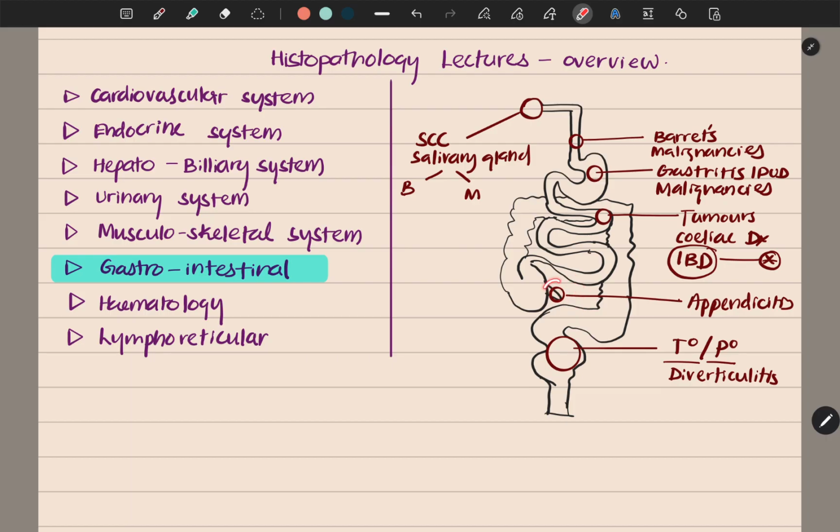And then this is one small tiny appendage, the appendix and the related diseases. We talked about appendicitis, which is a type of acute inflammatory reaction, and related questions can be asked. And then moving on to the colon, the large intestine, we talked about the tumors and the polyps, and also diverticulitis. So those are the topics that we have discussed.